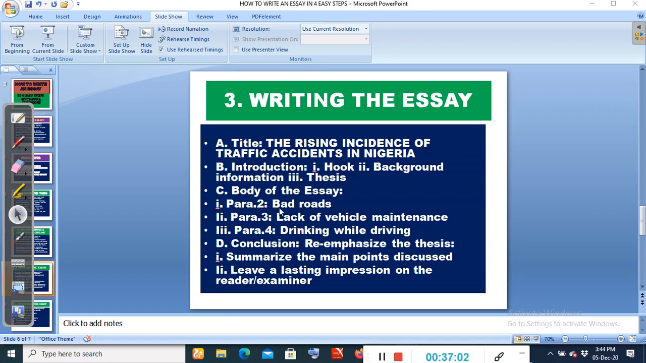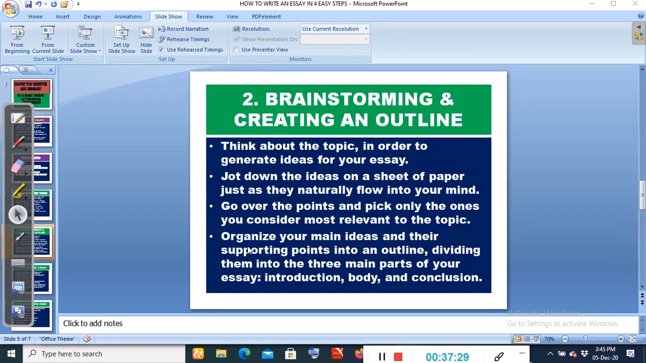In paragraph 2, we are going to discuss bad roads as one of the factors responsible for the road accidents. In paragraph 3, we are going to discuss lack of vehicle maintenance. And in paragraph 4, we are going to discuss drinking while driving. And after discussing these ideas in our body paragraphs, then we are going to simply conclude.